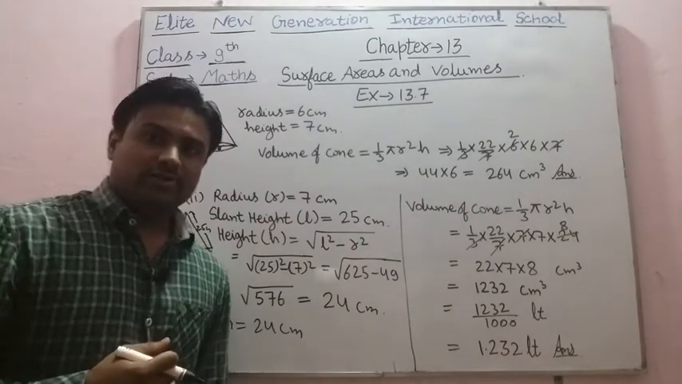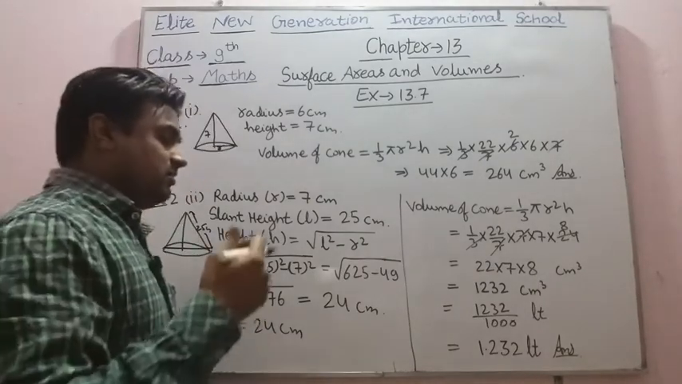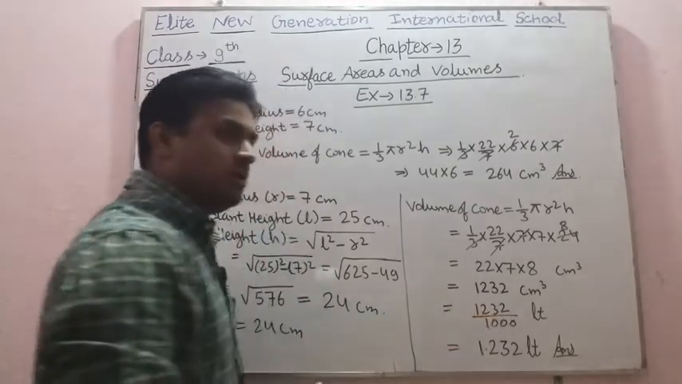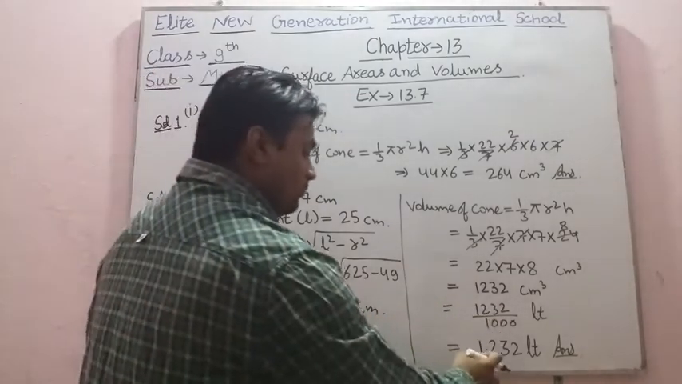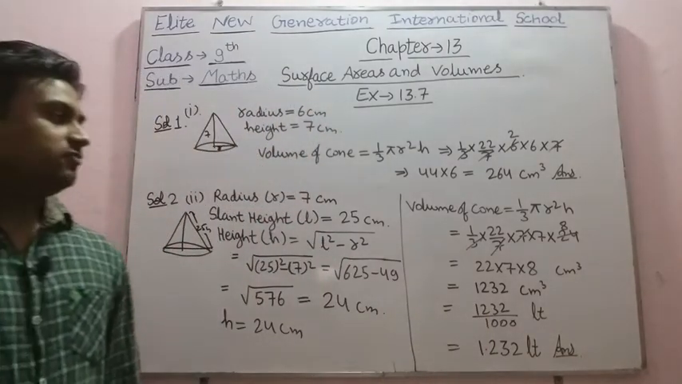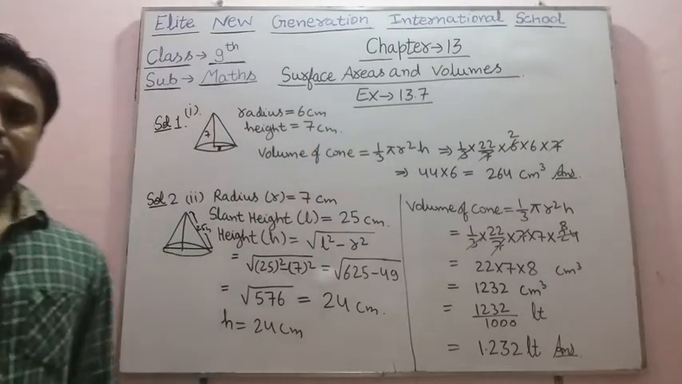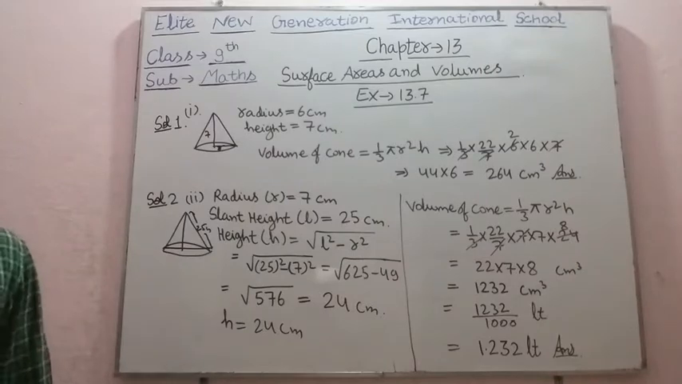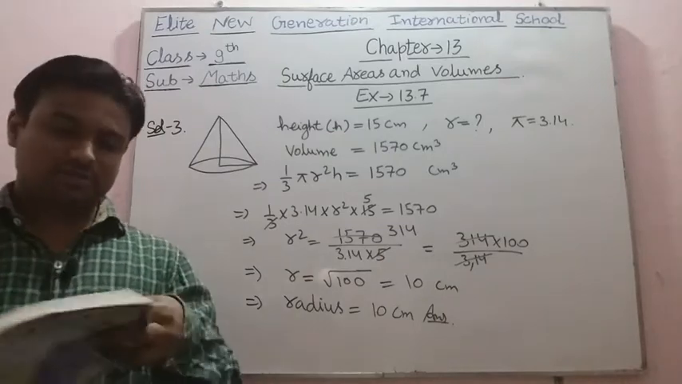Now we can convert it into liters. So we can divide it by 1000. Dividing by 1000, it will be equal to 1.232 liters. So 1.232 liters will be the answer. So in this way we can do this question. Now after this, see the next question, question number 3.